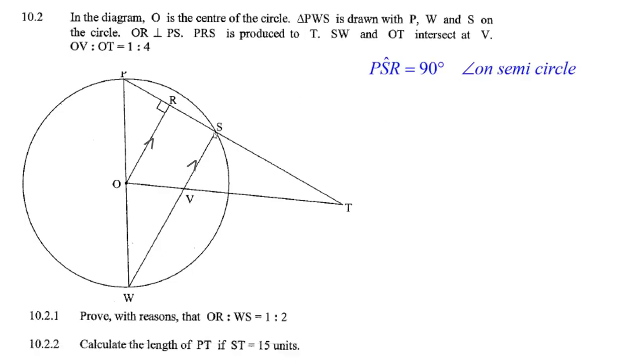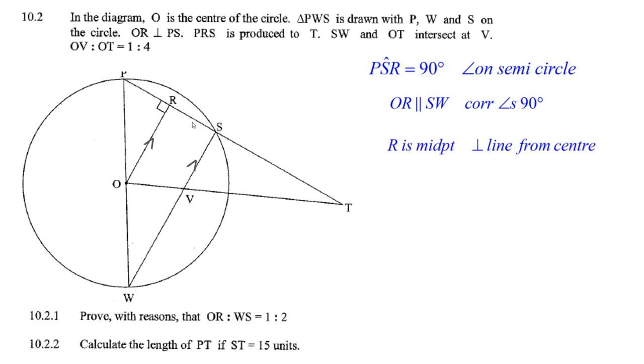Well, we know that PSR is 90 degrees because this opens up to a diameter, an angle on a semicircle. That's important. That's 90 degrees. And that leads to something else. That means that these two lines are parallel. That wasn't given, but OR must be parallel to SW because corresponding angles are equal to 90 degrees. That's 90, and now that's 90. That's a big deal now. What are we going to do with that?